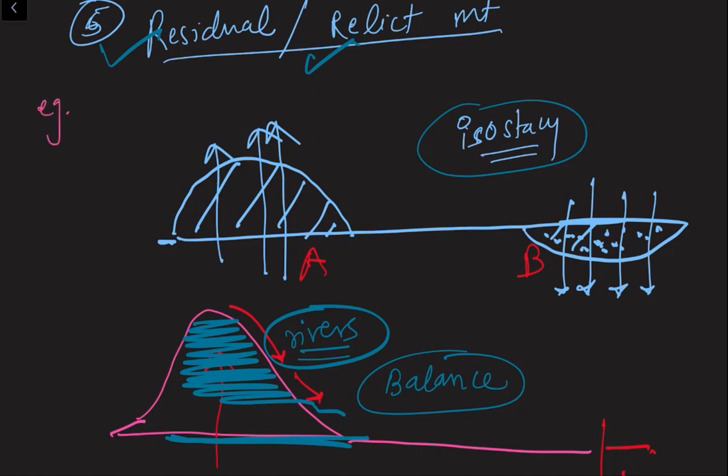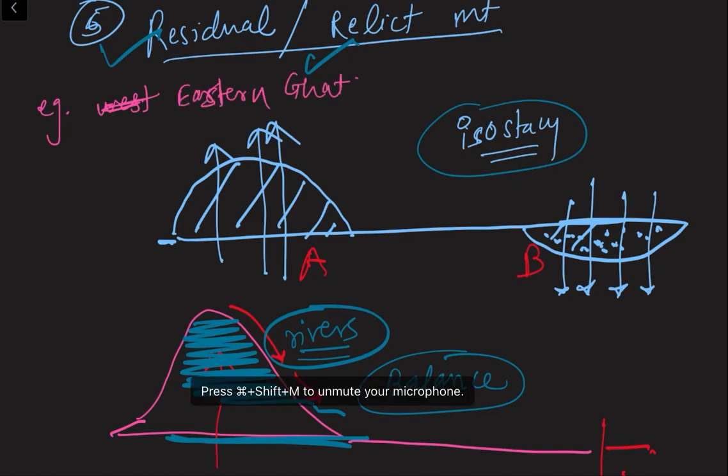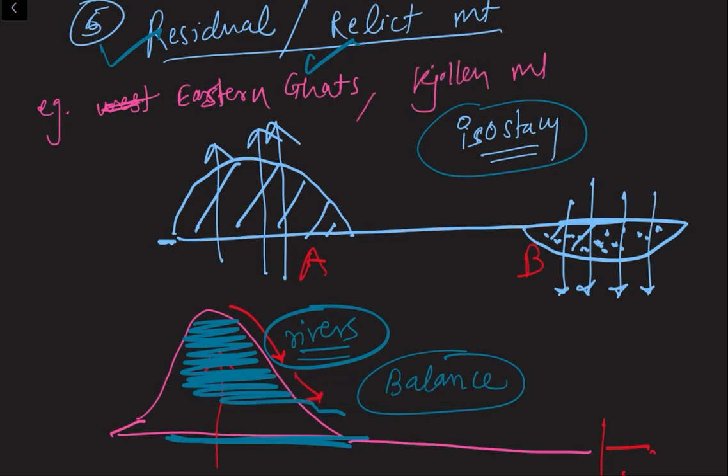As an example, Western Ghats, not Western Ghats, Eastern Ghats. Eastern Ghats. Then Jolen Mountains. So these are some examples of residual or relict mountains. Even our Aravali is an example of a residual or relict mountain.